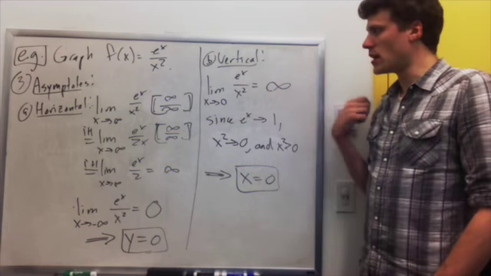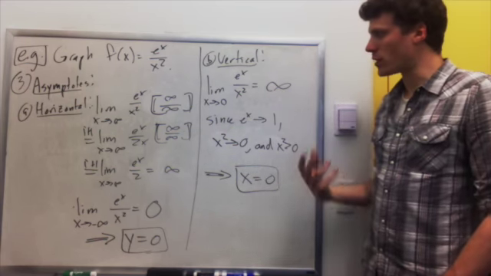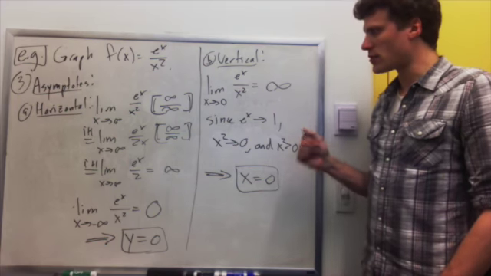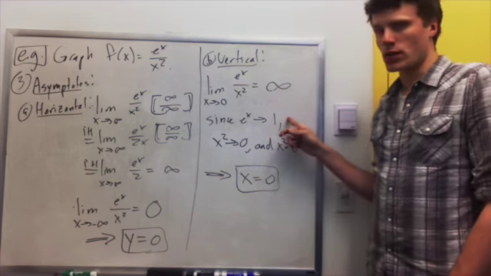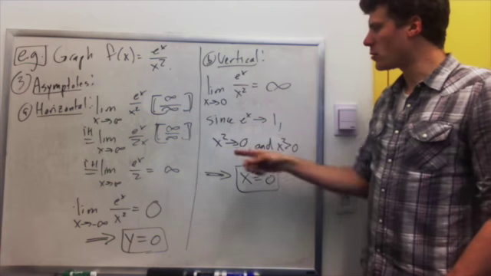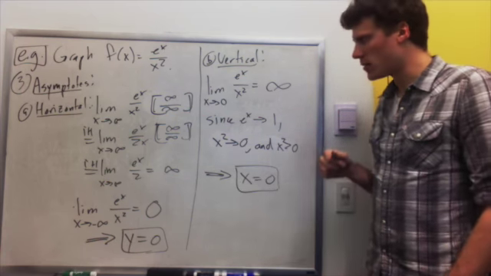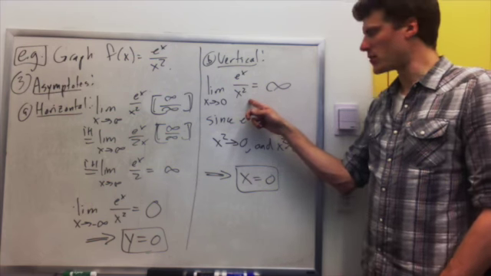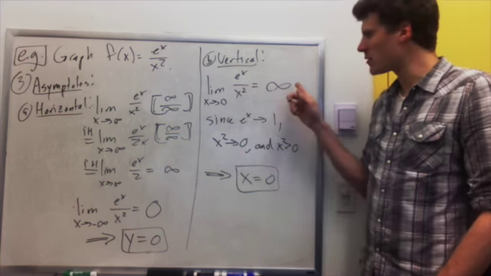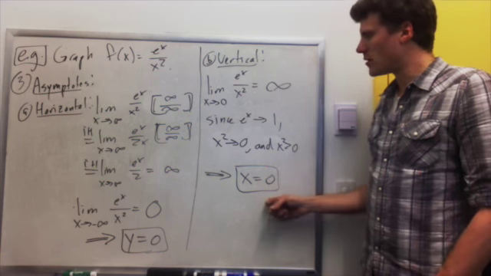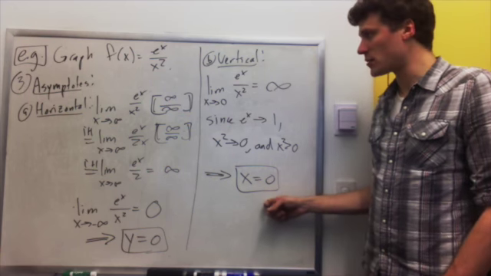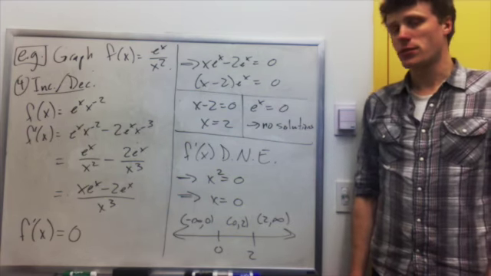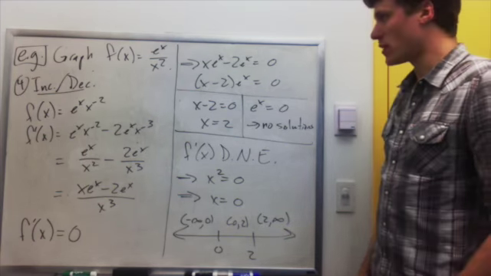Vertical asymptotes. The only place that anything can go wrong with our function is at 0. So we look at the limit as x goes to 0. Well, e to the x approaches 1 as x goes to 0, and x squared approaches 0 and is positive. So a constant over something going to 0 will go to plus or minus infinity, and since the denominator is positive, it goes to positive infinity. That tells us that we have a vertical asymptote at x equals 0. Next, we'll look for the intervals on which the function is increasing and decreasing.